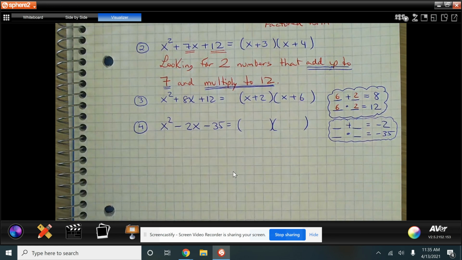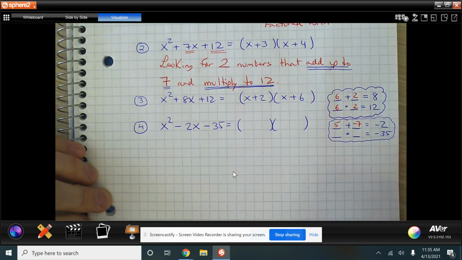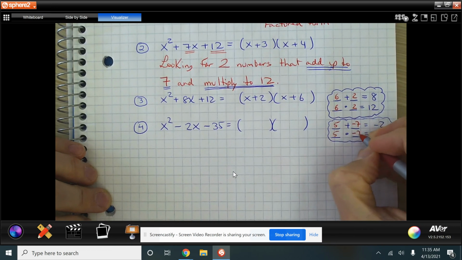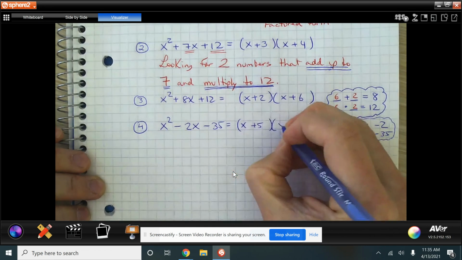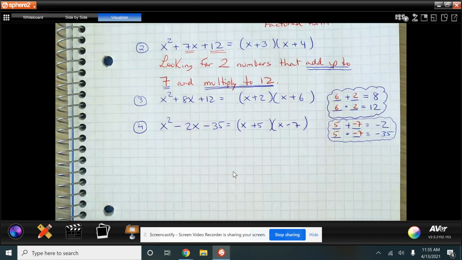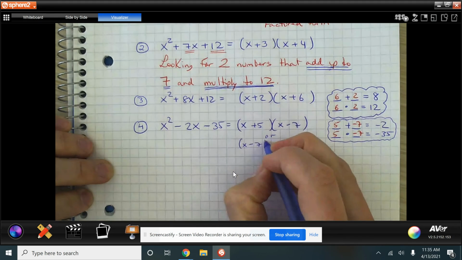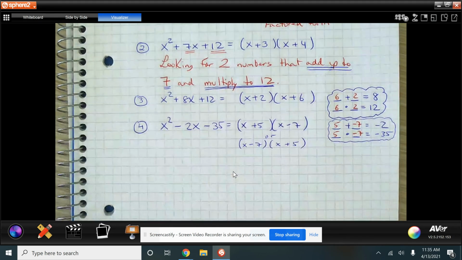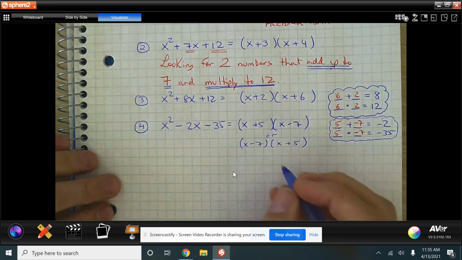So, okay. Good. The two numbers that do that are 5 and negative 7. So 5 plus negative 7 is negative 2. On the other hand, 5 times negative 7 is negative 35. And therefore, x plus 5 times x minus 7 is going to be the factored form. Or backwards, you could also do x minus 7 times x plus 5. And that is what your assignment is about. It's going to ask you to factor this, or it's going to say write the factors of, and you've got to come up with these two factors.